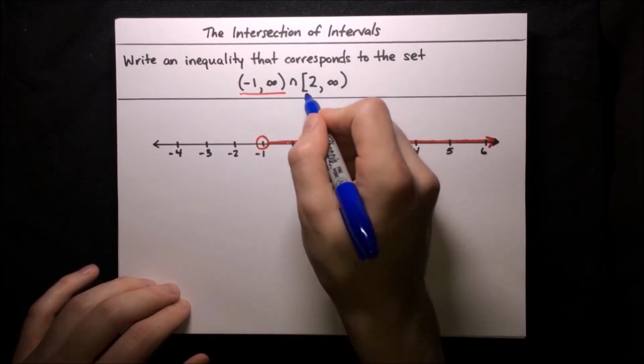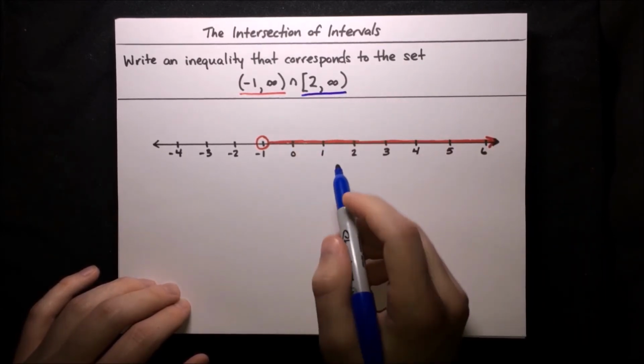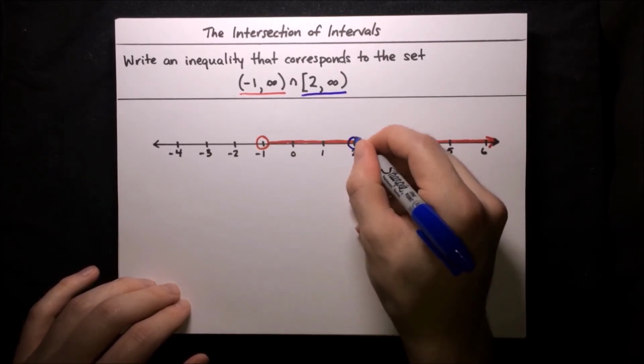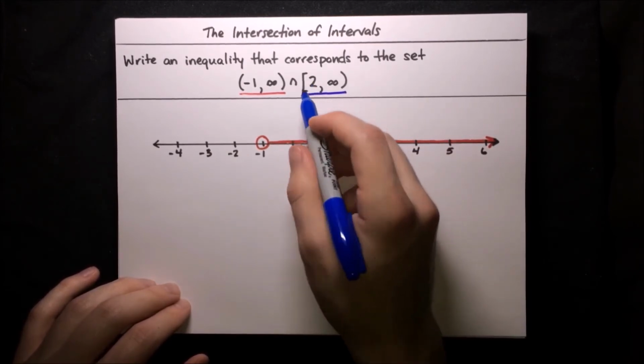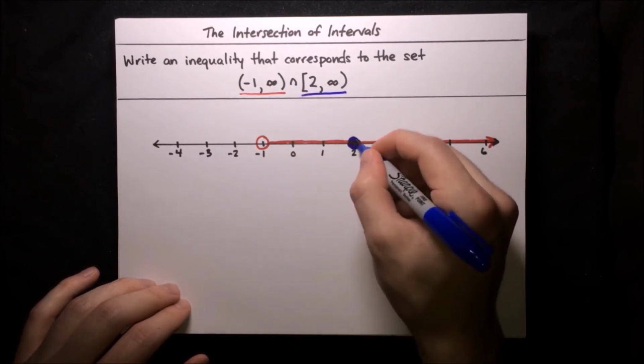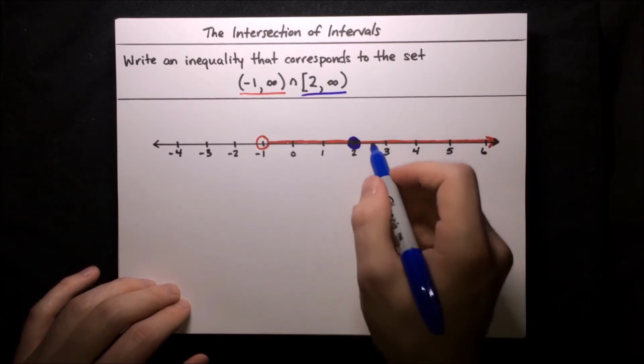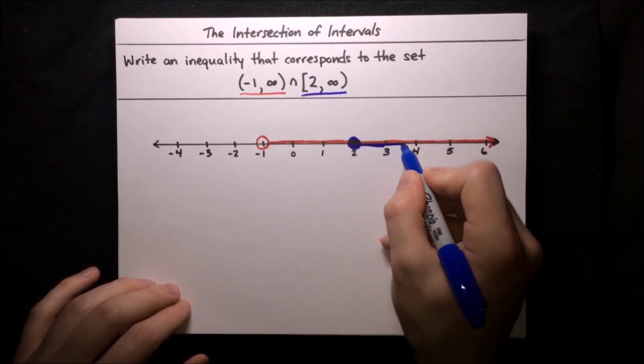Now let's graph the other interval. This other interval starts at 2. So let's put a circle at 2, and we'll fill in this circle because it has a bracket, which means it can take on the value of 2. Likewise, this goes to positive infinity to the right, so we'll draw that in.